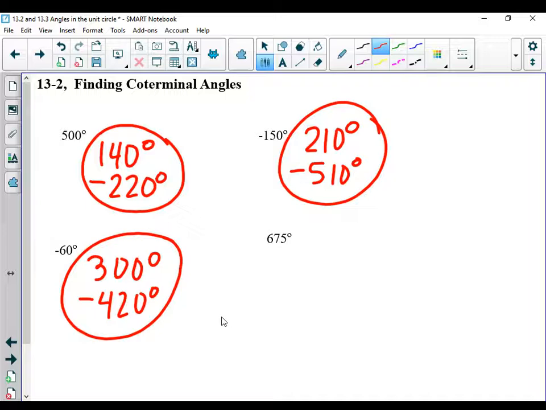Okay. And what about the last one? Who's got my positive? Hey, Jenna? 315. All right, and what was your negative? Negative 45. Good.